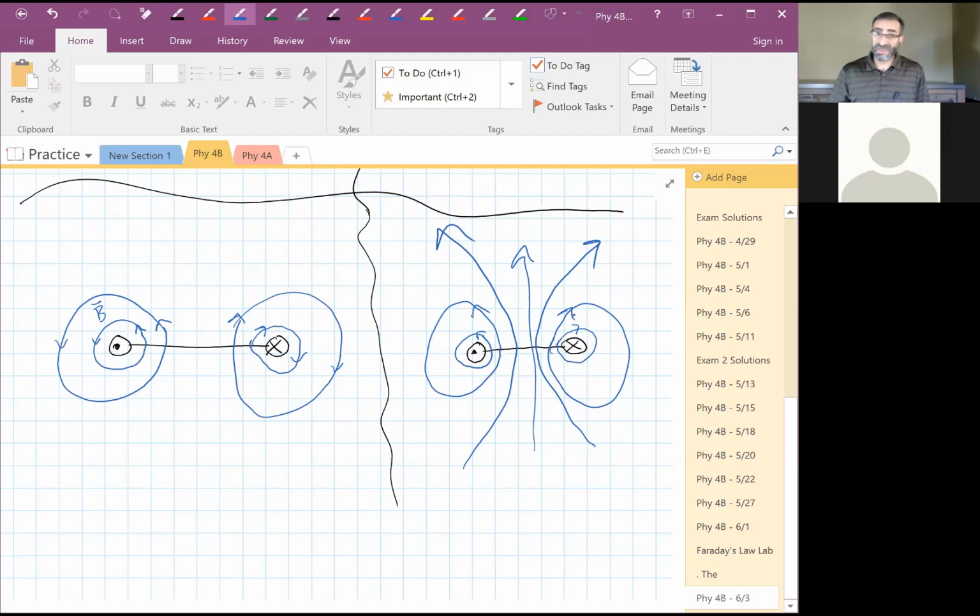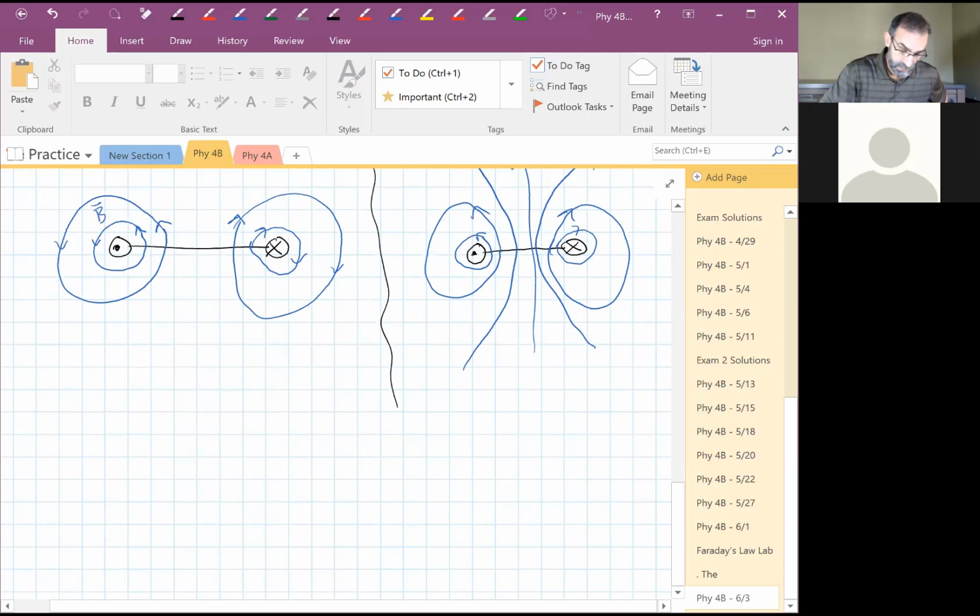Now that should look a little familiar. The solenoid, well, this is a solenoid basically, right? This is a one-turn solenoid. Yeah, it looks like a solenoid.